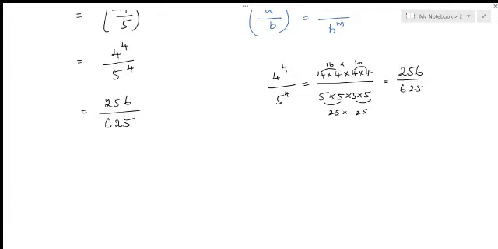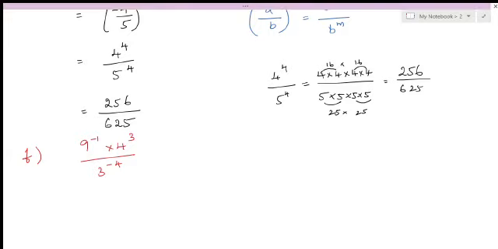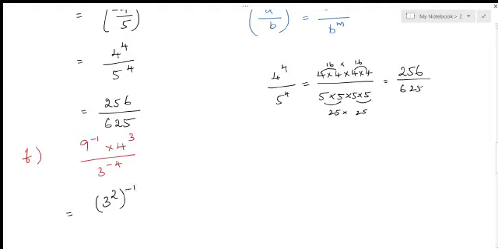Your next question, F question. 9 power minus 1 into 4 cube divided by 3 power minus 4. Here you know that 9 can be written in terms of 3. So 9 is nothing but 3 square. Already we have 9 whole power minus 1. So 3 square whole power minus 1 into 4 cube divided by 3 power minus 4.